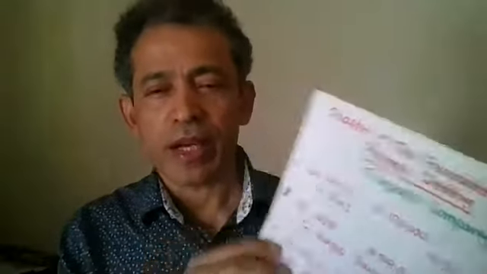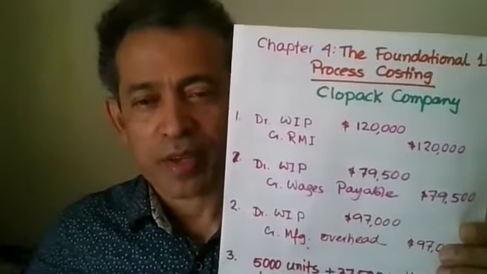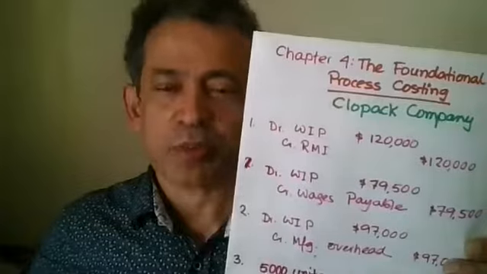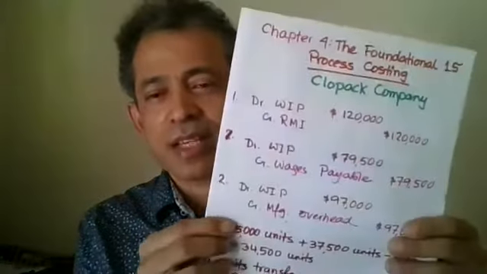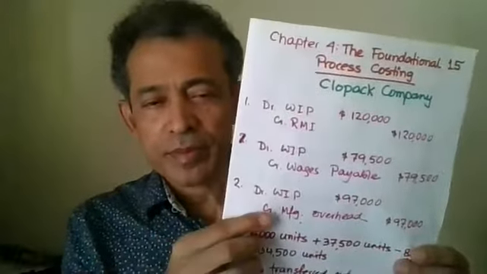Then requirement number two was the entry for the addition of labor. So the addition of labor was, again, debit work in process and credit wages payable. And third was the entry for overhead application. Overhead application is, again, debit work in process, credit manufacturing overhead. So overhead applied was $97,000.